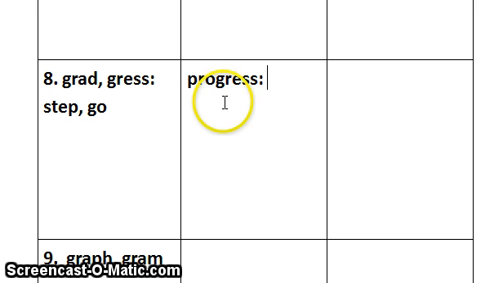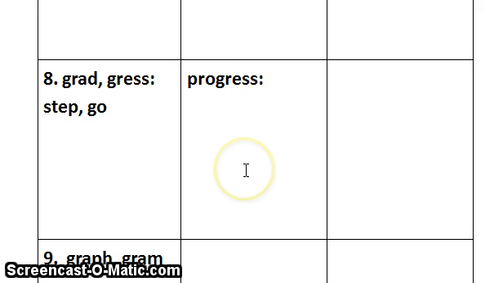Gress, number 8. This root means step or go. So if you make progress, that is a step, or you're going forward. Pro means forward. Like if I ask you to proceed, or you're going to be professional, you're moving forward. So gress, step or go forward.